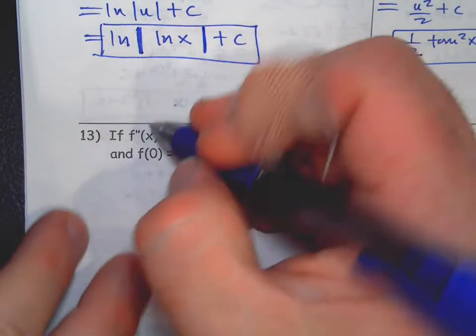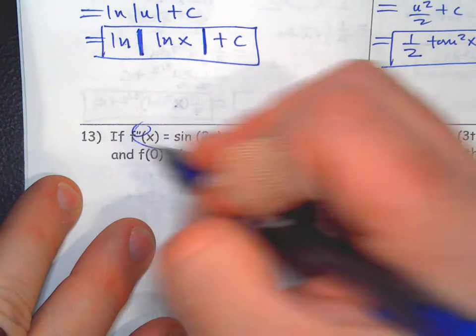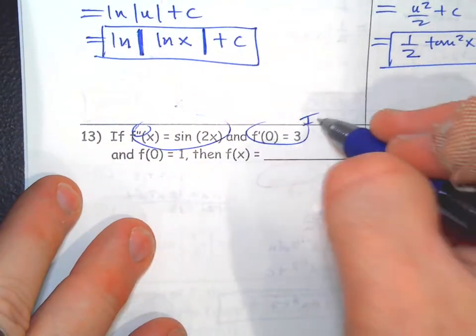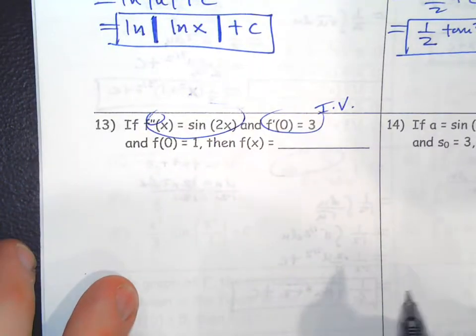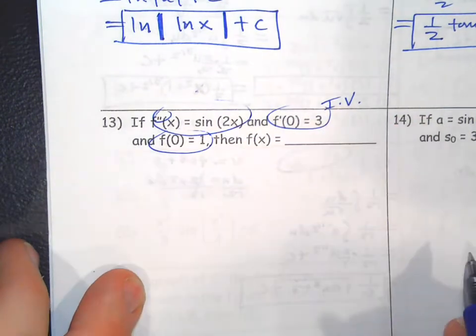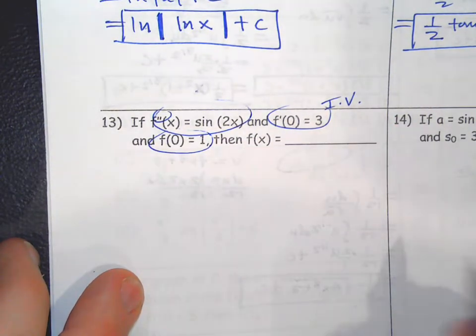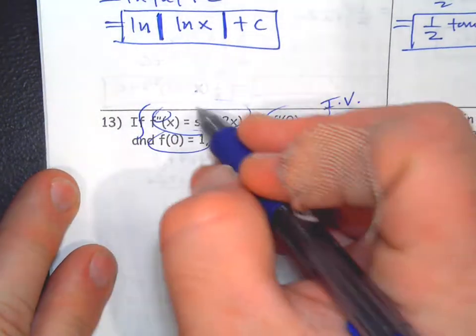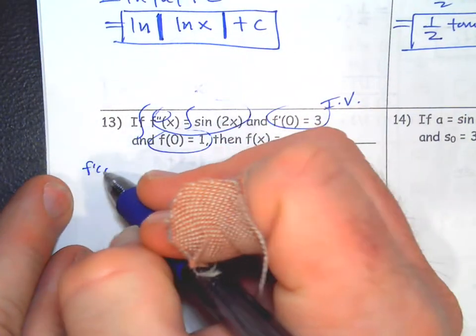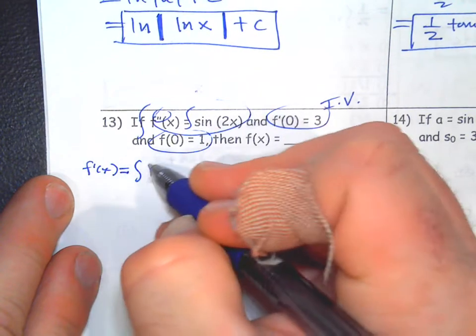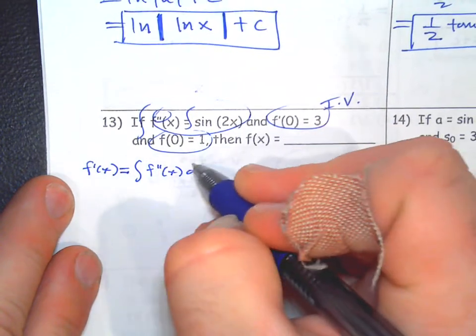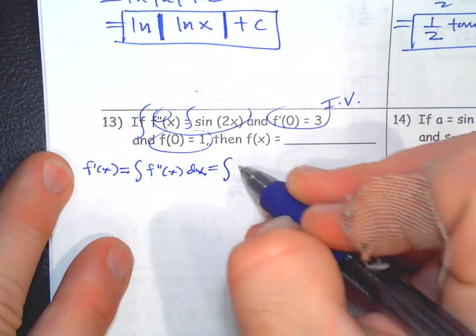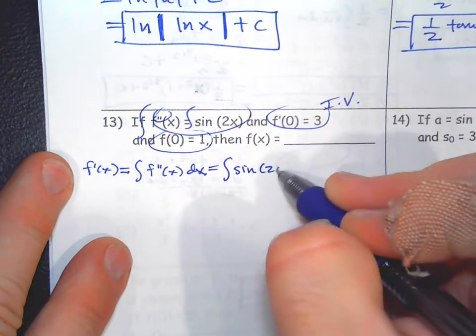13, I'm giving you the second derivative, and I'm giving the initial value of the first derivative and the initial value of the original function. So that means you should be able to find the c values as you go. So we're going to integrate. So f prime of x equals the integral of f double prime of x. It's going to equal the integral of sine 2x dx.